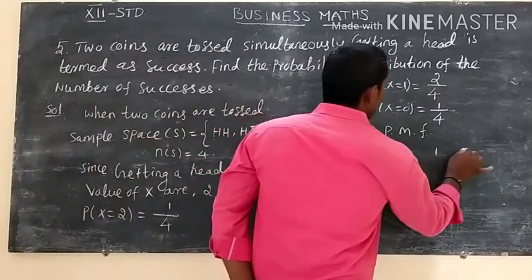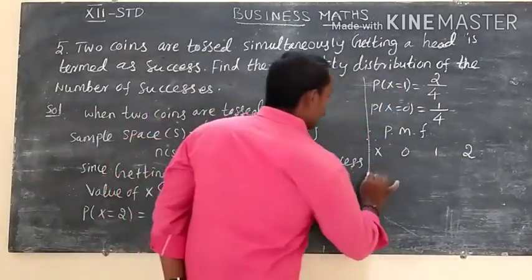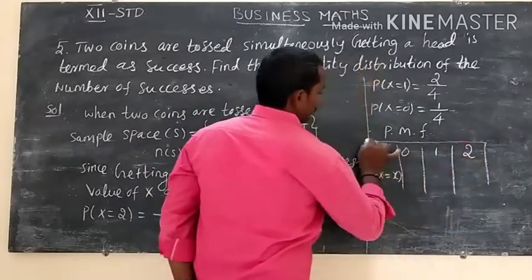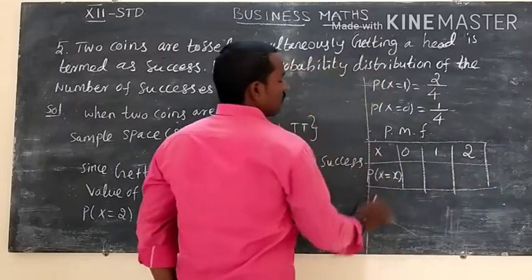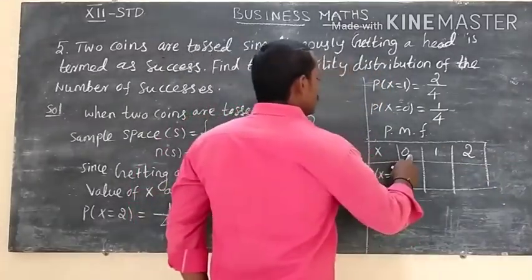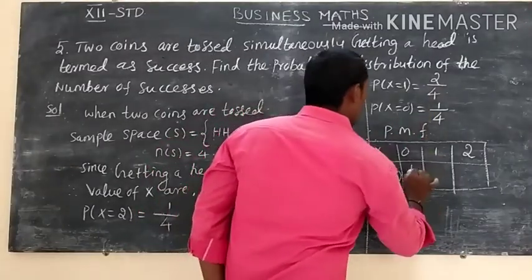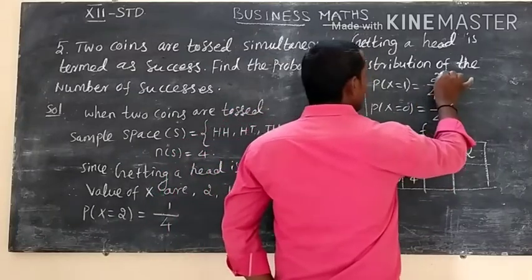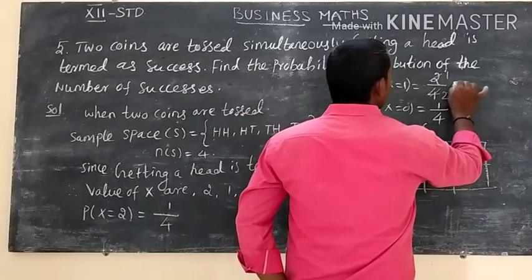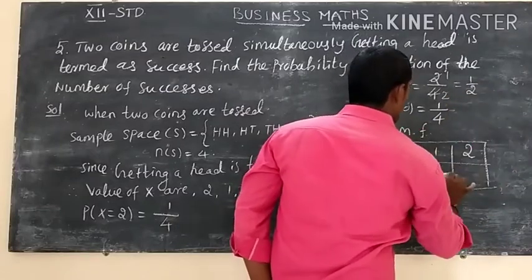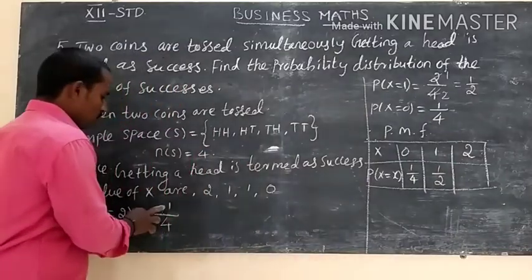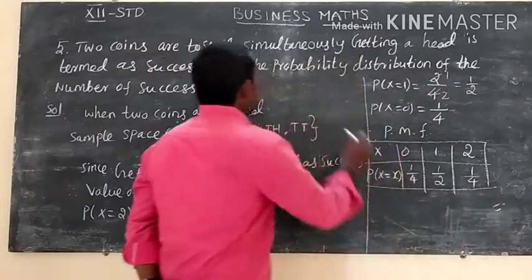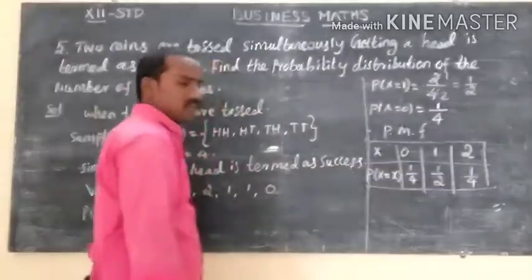Therefore, the probability mass function: x is the values 0, 1, 2. Then P(x) for x value 0, we get 1 by 4. Then x value 1, we get 2 by 4. Using the calculation, 1 2 is 2, 2 2s are 4, so this is 1 by 2. Then 2 heads appear chances 1 by 4. That's all. This is your probability distribution. This is the answer of this question.